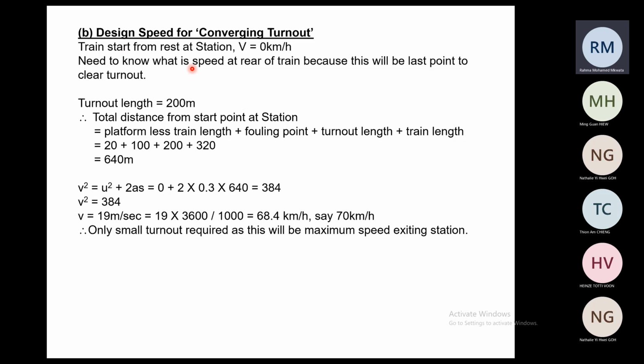So we need to know that speed at the rear of the train, because this will be the last point to clear the turnout. So we need the speed at the back of the train. We know that the train can be very long. So the maximum length of the train in this case is 320. So we need to clear that 320.